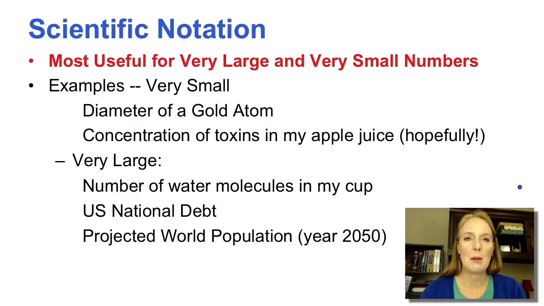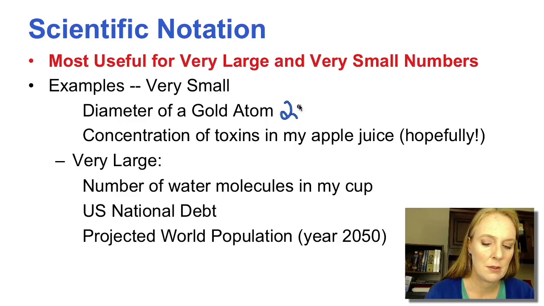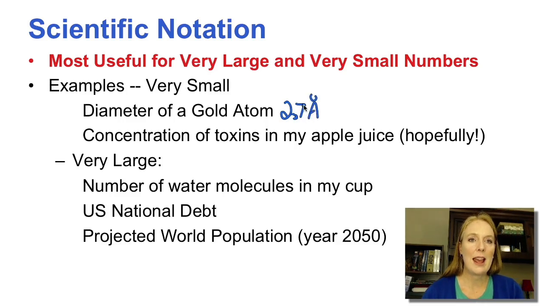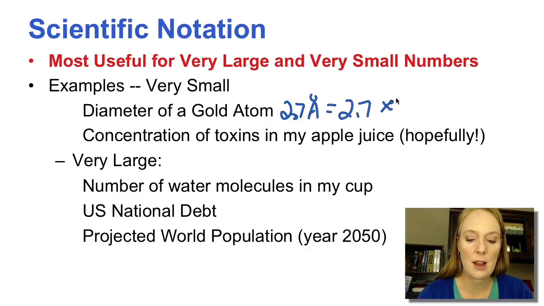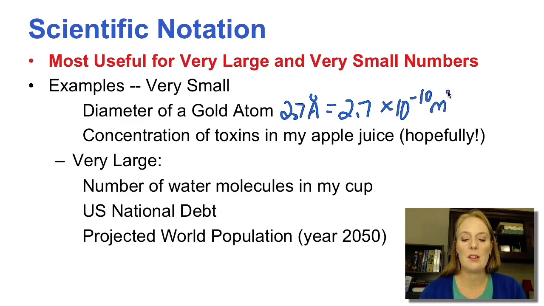Turns out a gold atom is 2.7 angstroms in diameter. 2.7 angstroms. And an angstrom is 10 to the minus 10 meters. So if I wanted to write the diameter of a gold atom in meters, I would write 2.7 times 10 to the minus 10 meters. I wouldn't want to write all those zeros down.